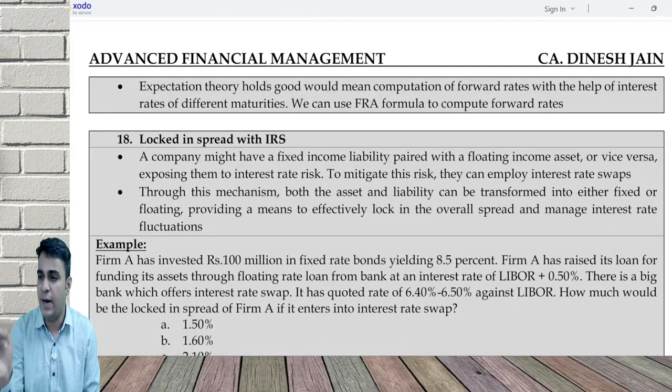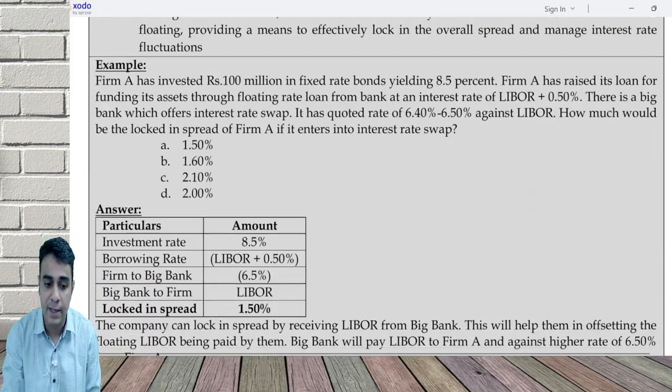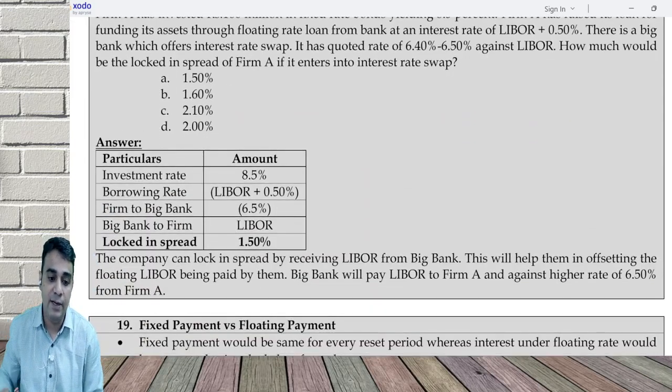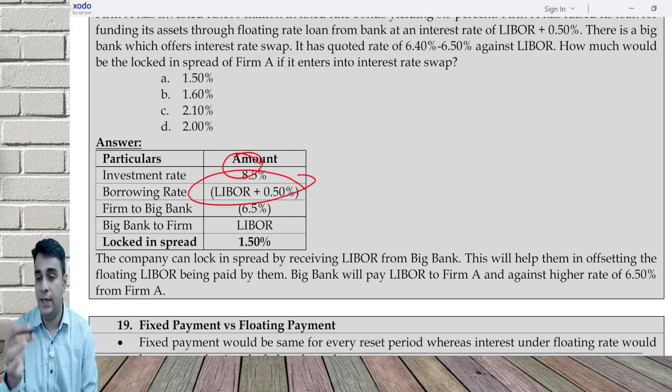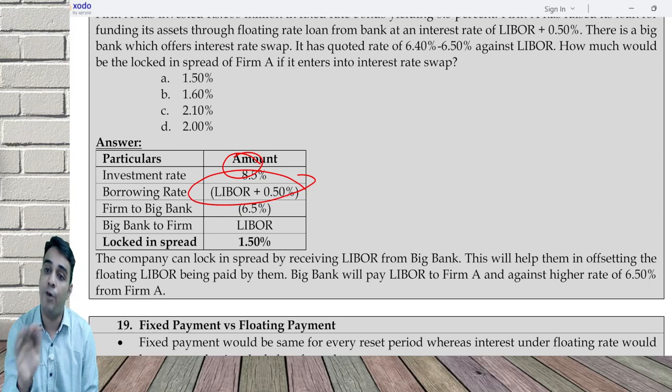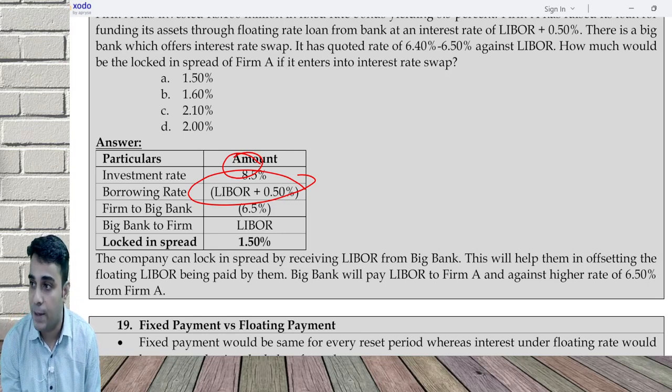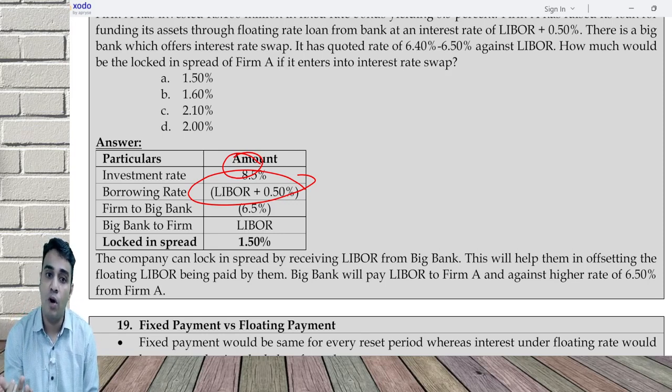Locked in spread, there's one example. Go through the example. What is locked in spread? I invest at one rate, I do a swap and I do another swap. In this process, I'll be able to freeze my profit. For example, I invested at 8.5. I borrowed at LIBOR plus 0.5. If I leave this, I will have profit sometimes, and I can have loss sometimes. How can I have a loss? If LIBOR plus 0.5 goes above 8.5.